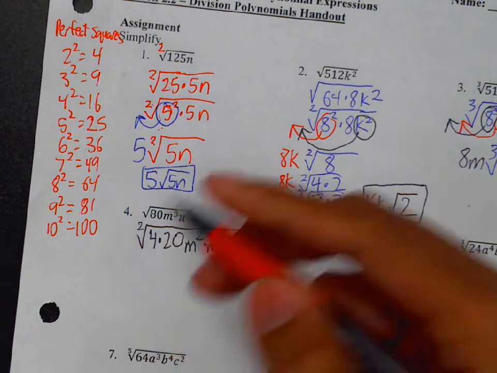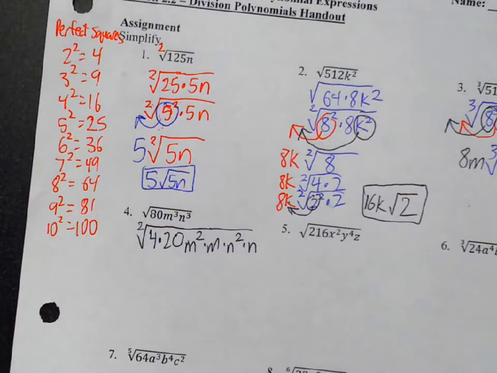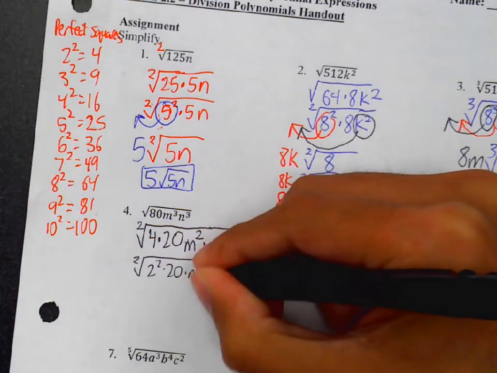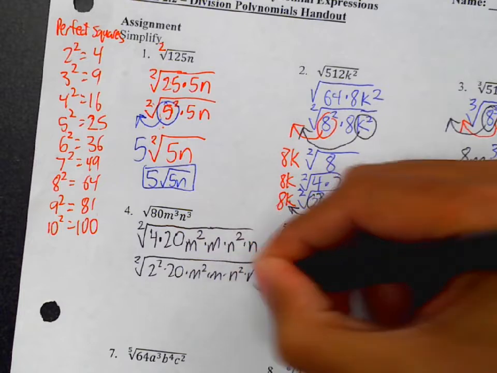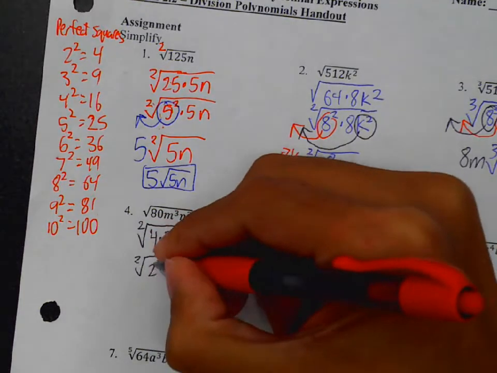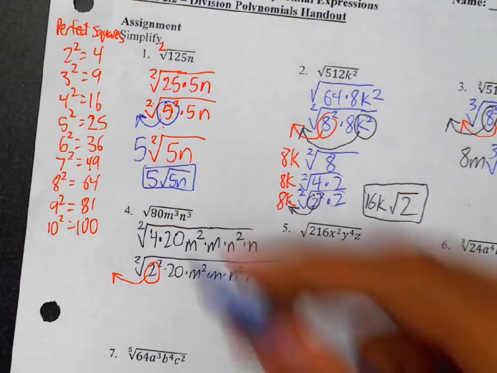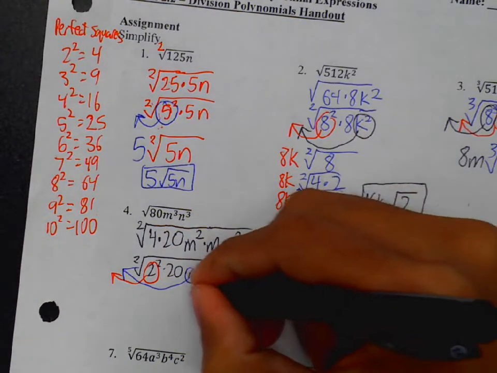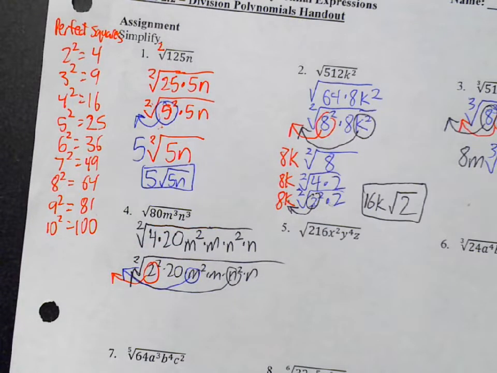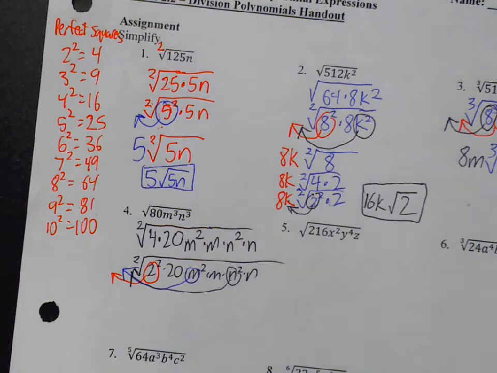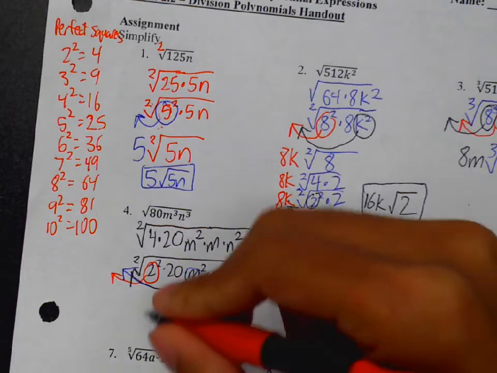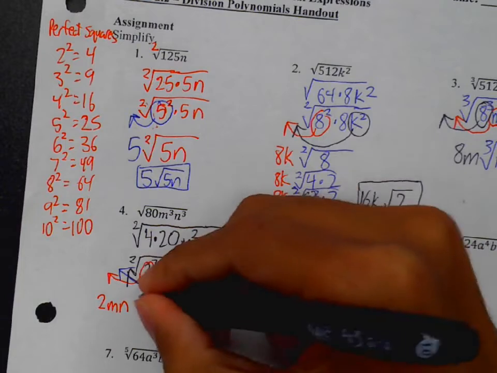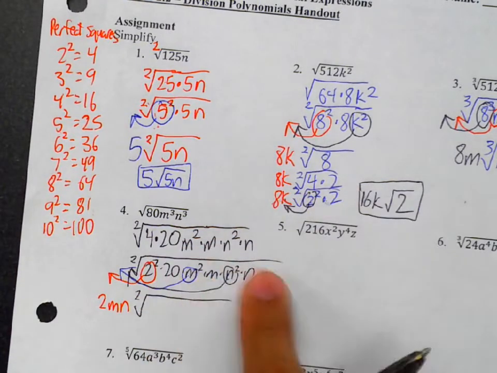Okay, so 4 is equal to 2 squared. Okay, so let's take everything out we can at the moment. I can take a 2 outside, I can take an m outside, and I can take an n outside. Okay, so 2mn all goes outside. And then I still have the square root of 20mn.